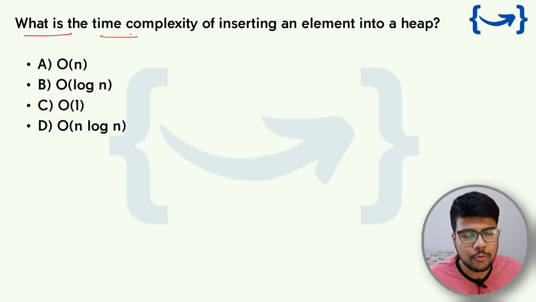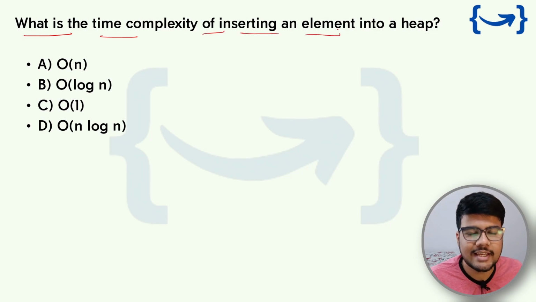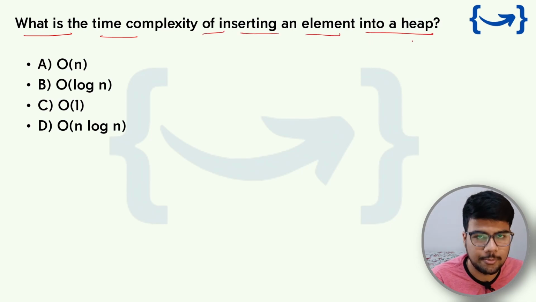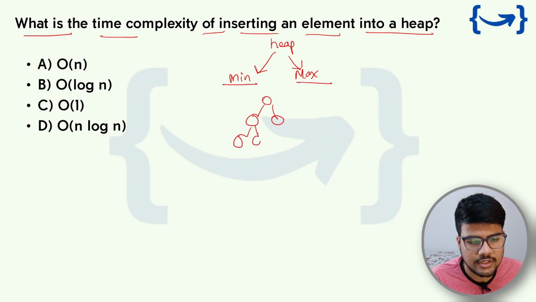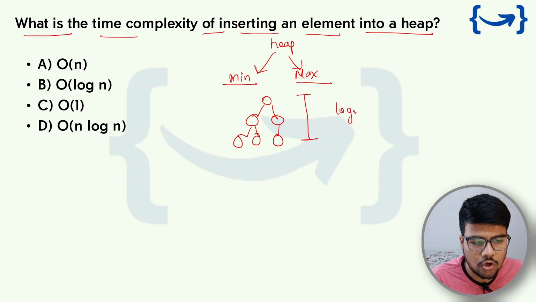What is the time complexity of inserting an element into a heap? So if you remember, what do you mean by heap? Heap is of two types, isn't it? First is min heap, the other would be the max heap. And the heap looks like a tree data structure, or BST, or I would say any type of tree data structure, isn't it? So we know that the time complexity of any tree data structure is log n.